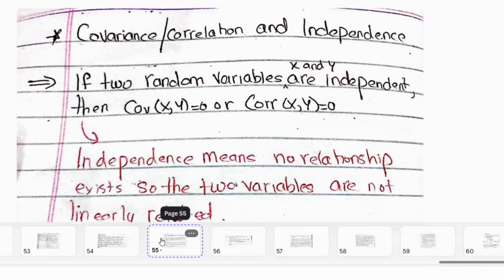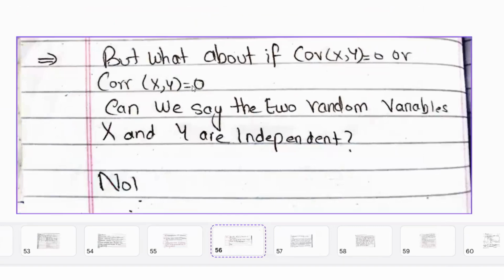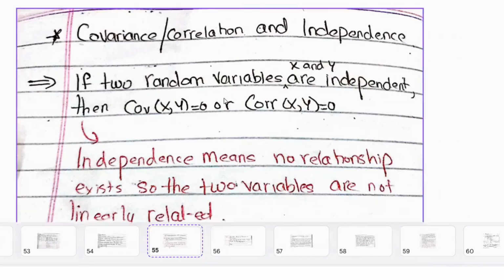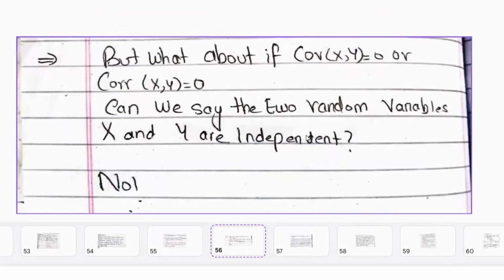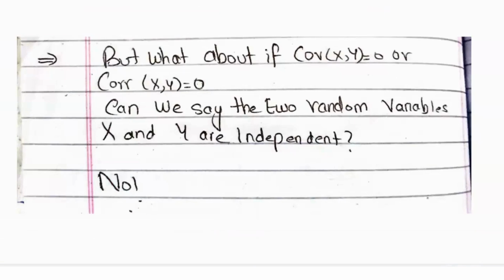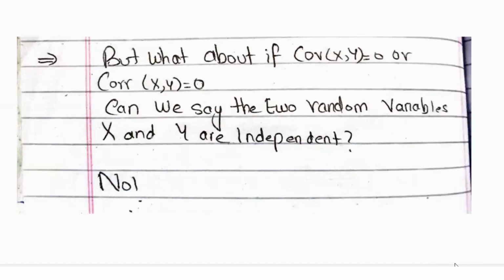Here we said, if they're independent, then their covariance is zero. But what if the covariance is zero? Can we say the two random variables are independent? No, we cannot. Now let's look at why.